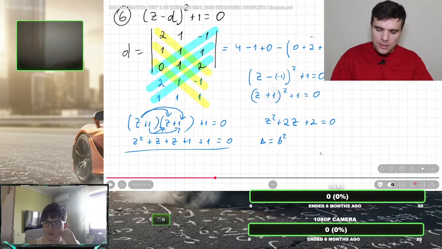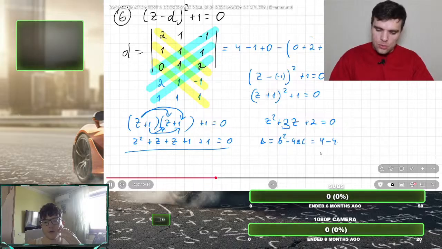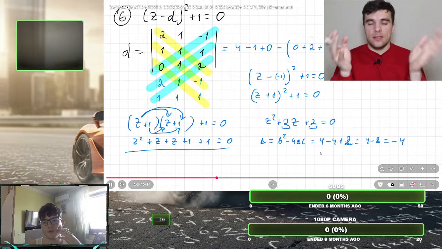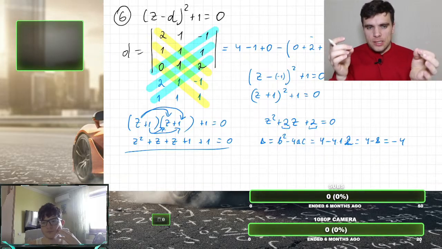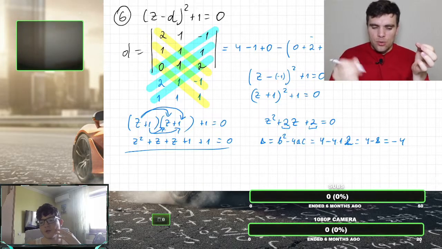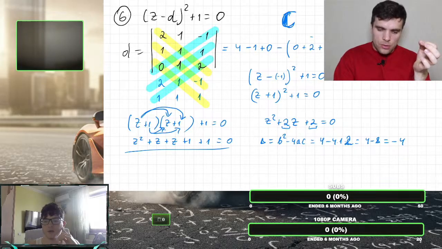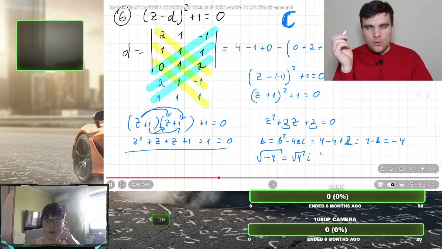I mean plus 2. And now we just solve the quadratic, so we're gonna have 4 minus 4 times 2. And that's 4 minus 8, minus 4. And we just extract the square root from that. Minus 4 is essentially 4 times i to the second power, so the square root of that is going to be 2i, right?